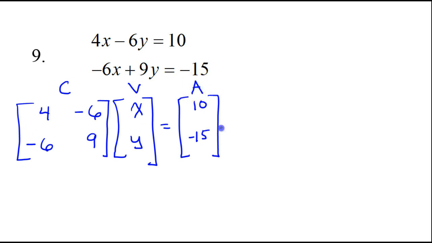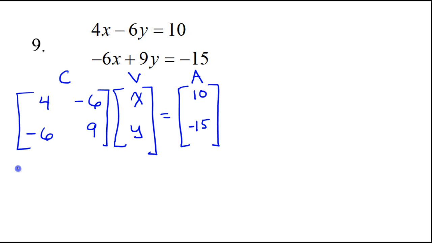In order to solve this matrix equation, we will need C inverse, the inverse of matrix C. To form the inverse of matrix C, we will need the determinant of matrix C. So let's start with that. The determinant of matrix C is the down diagonal minus the up diagonal. So that's going to be 36 minus 36. Uh-oh.